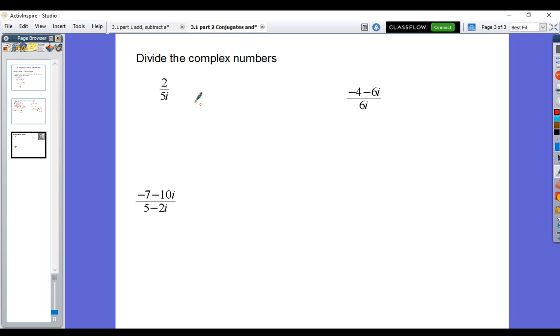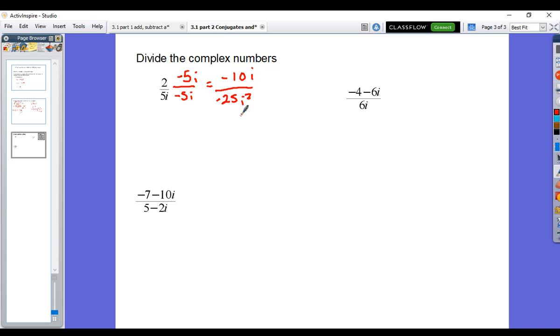So for example, right here, we want to get rid of this i right here. So we're going to multiply it by its conjugate, negative 5i, on the bottom. But what you do to the bottom, you do to the top as well. That's the thing about dividing. You're actually going to be multiplying, a lot of multiplication. So on the top, 2 times negative 5i, we get a negative 10i. On the bottom now, we got negative 25i squared.